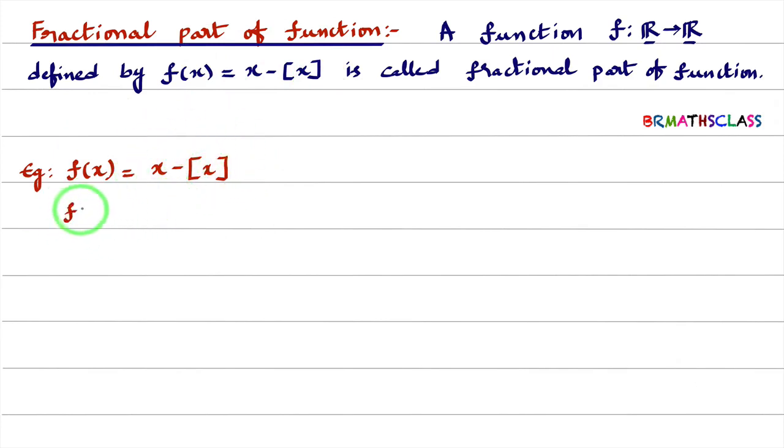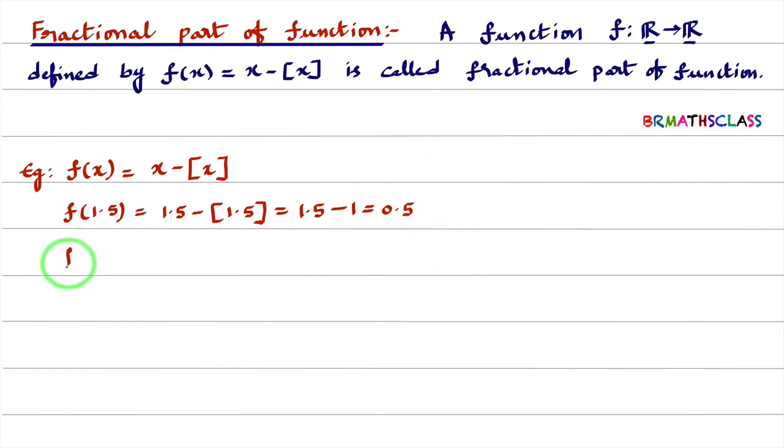Here I'll calculate f of 1.5. What is f of 1.5? As per the definition, f of 1.5 is 1.5 minus step 1.5. If we simplify this further, what will you get? In previous classes we learned the value of step 1.5. Step 1.5 value is 1. So you will get 0.5. f of 1.5 is 0.5. You have to observe one thing: this value is less than 1 and greater than 0.